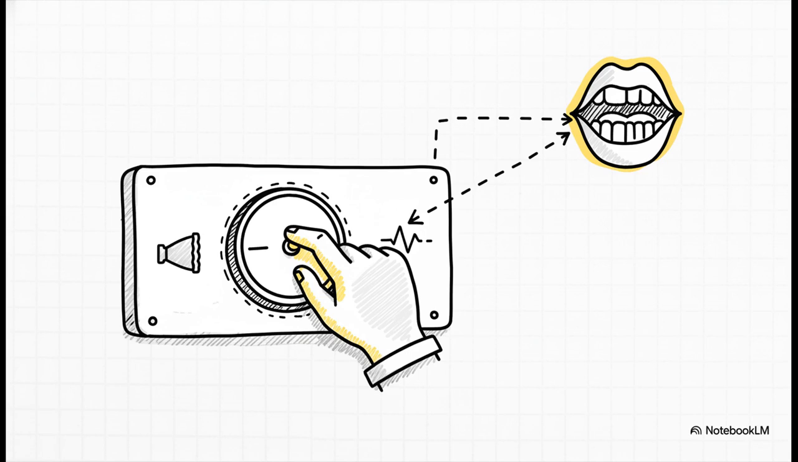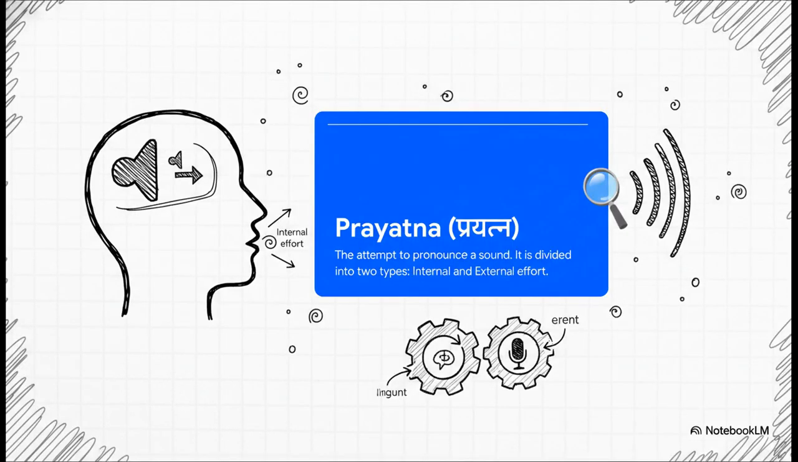Okay, so we've got the where figured out. That brings us to spec number 2, the how. This is called prayatna, which basically means effort. Because, you see, it's not enough to know where your tongue is. You also have to know what it's doing there. What kind of effort is being made?